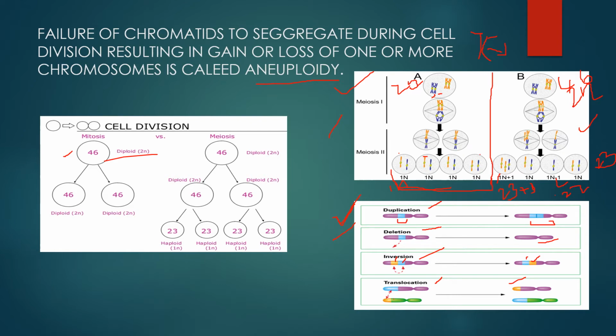Suppose the sperm has 22 chromosomes and it combines with the ovum having the normal number of chromosomes, 23. So 23 plus 22, the individual will have 45 chromosomes. But the usual number is 46. This is called an error in the number of chromosomes, and we call it aneuploidy. Chromosomal abnormalities we are going to study under autosomal aneuploidies and allosomal aneuploidies.